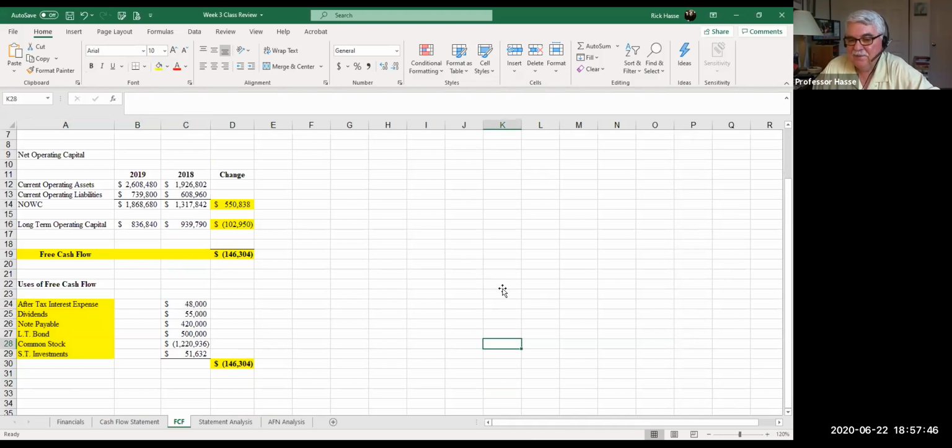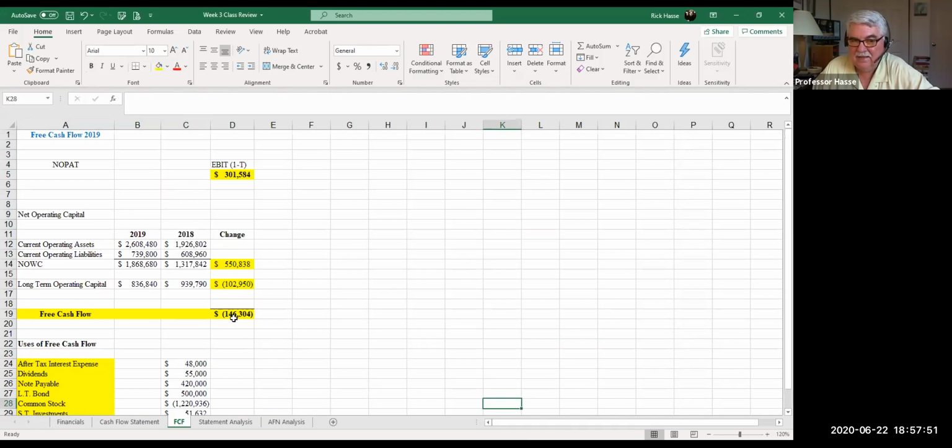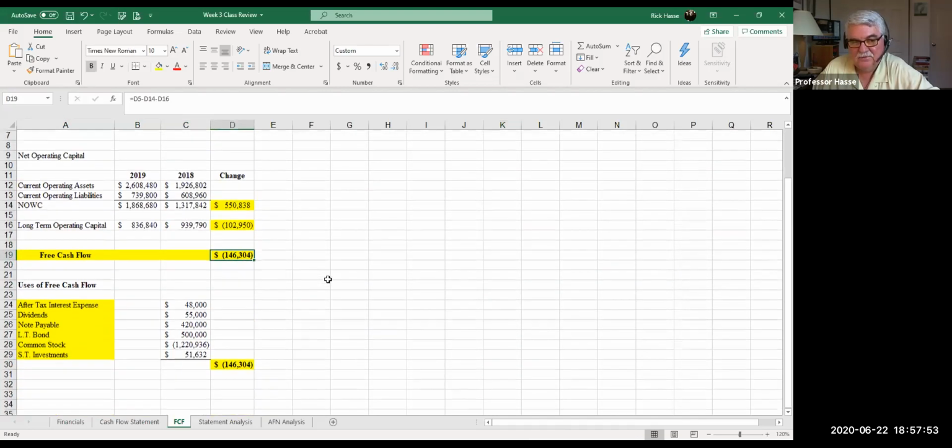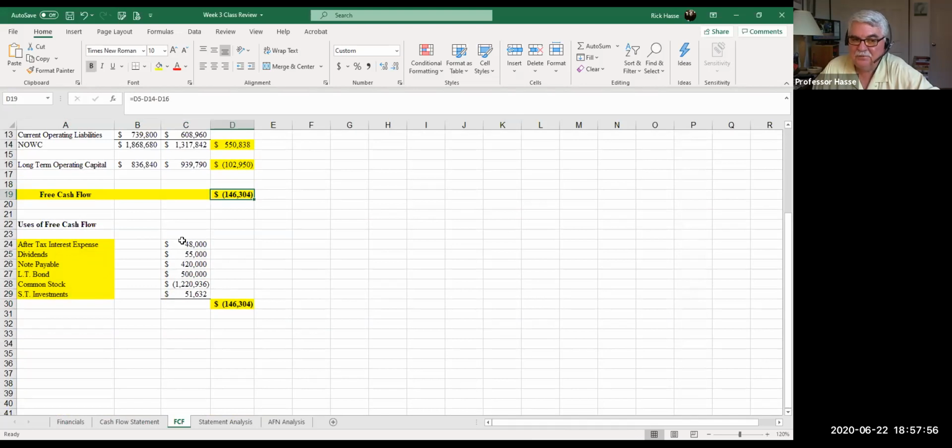In order for this company, and this is the scary thing, because they lost money on their operating cash flows, in order for this company to pay interest on their debt, to pay back long-term debt, and pay dividends, they had to issue stock. If this was positive, they probably wouldn't have had to issue stock. But they had to balance the books by selling 150,000 shares of stock. That's the wrong reason why you issue stock.